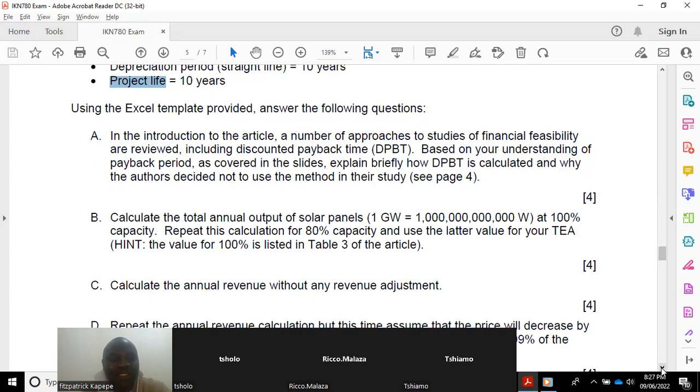It says, using the Excel template provided, answer the following questions. In the introduction to the article, a number of approaches to studies of financial feasibility are reviewed, including discounted payback time. Based on your understanding of payback period as covered in the slides, explain briefly how a discounted payback period is calculated and why the author decided not to use the method in their study.